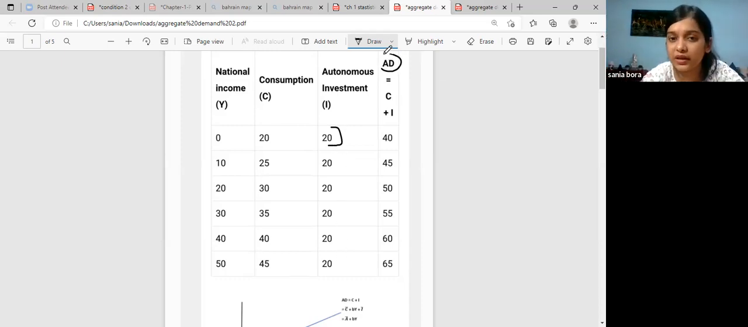Now you have to find AD. You know it is C plus I. So 20 plus 20, 40. 25 plus 20, 45. 30 plus 20, 50. 35 and 20, 55. 40 and 20, 60. 45 and 20, 65. Got this table?